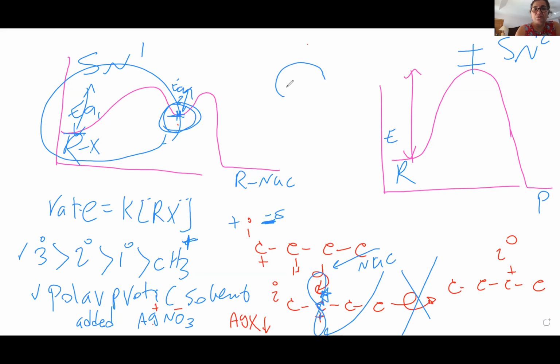If it's counterclockwise, it's going to be S. If it's clockwise, it's going to be R. So we are going to get a mixture of the two products. So you get S and R product, both S and R. That's about the stereochemistry of the SN1 reaction.